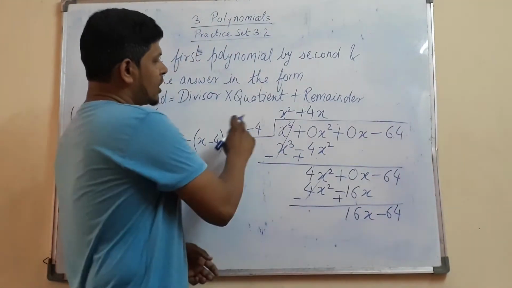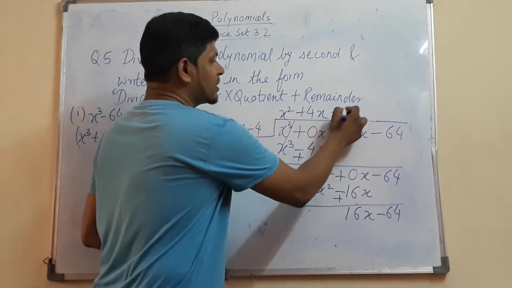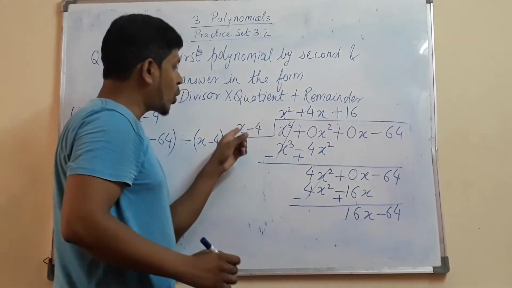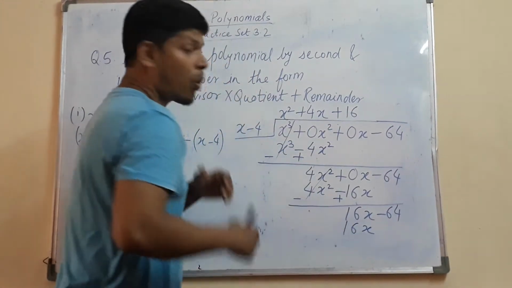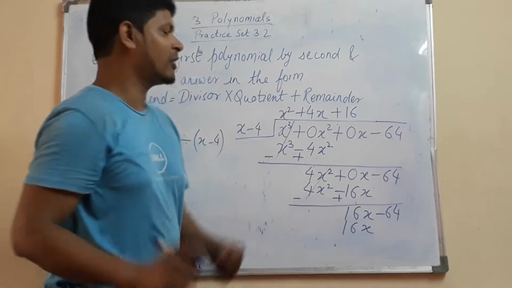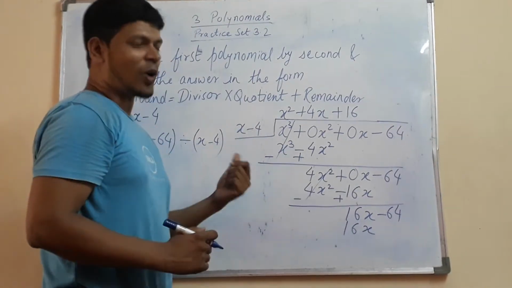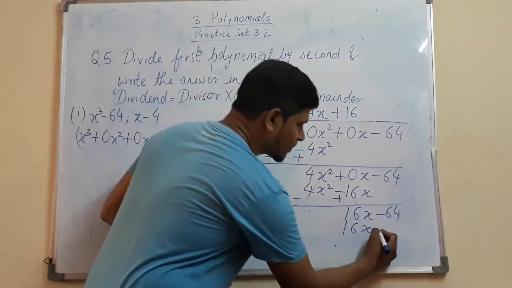And now again, here we have x and we want 16x. So we will write 16 here. So x into 16, we will have 16x. While we are doing that, there is another term, minus 4, so we need to multiply minus 4 also. So minus 4 into plus 16, we will have minus 64.